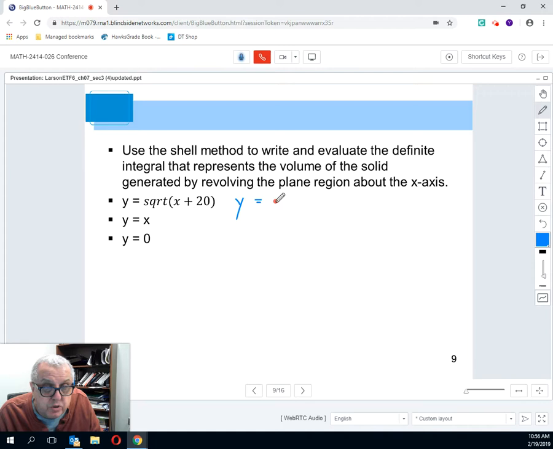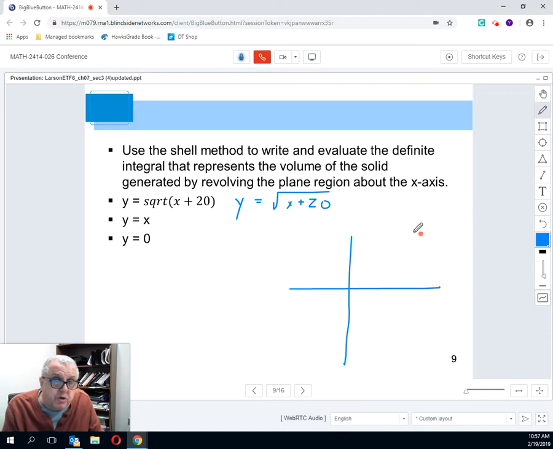This is y equals the square root of x plus 20. So I want to draw this out first. y equals the square root of x plus 20 is a graph. If you plug negative 20 in there, negative 20 plus 20 equals 0, y is 0. Do you see? If I plug negative 20 in there, this square root graph looks like this. And if you plug negative 21 in there, then you end up with a negative number under the root, and you don't have a graph there. So that's what our square root graph looks like.